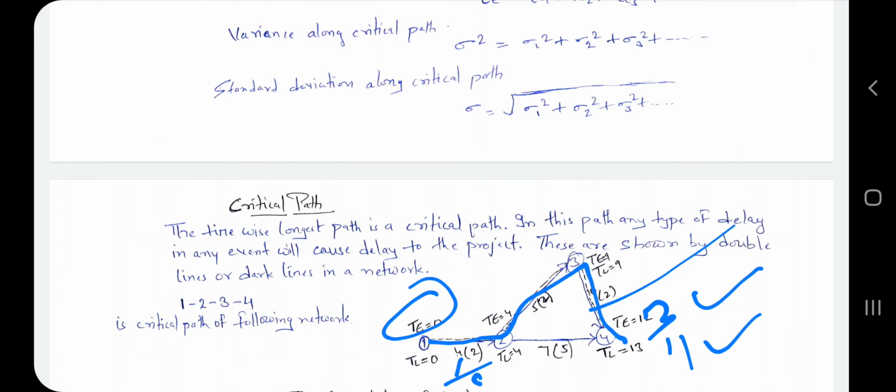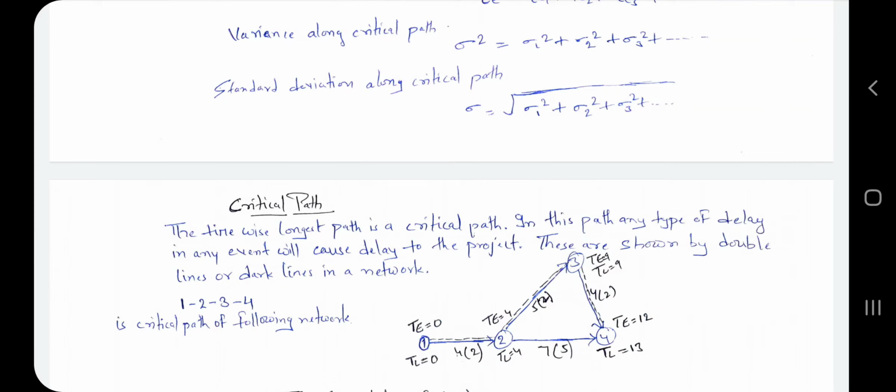So remember, the time-wise longest path is the critical path, and the path with the greater expected time is the critical path. Okay, today's lecture is over, guys.